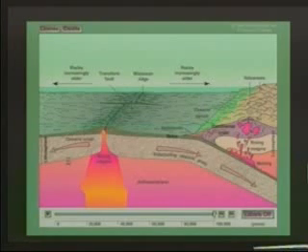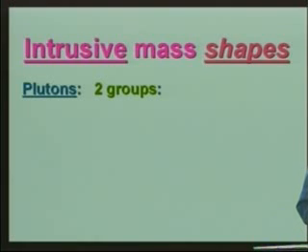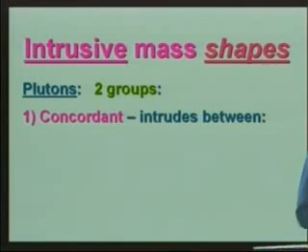Let's see if I can get this to move on here. All right. Now, what kind of shapes do we get? As these intrusive magmas develop, what kind of shapes are there? I'm going to give you some of the names that we have for them. There's going to be two groups to these plutons, two groups to the plutonic conditions. The first most important word here is concordant.